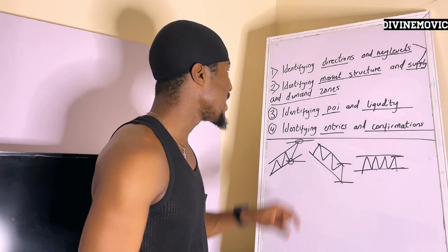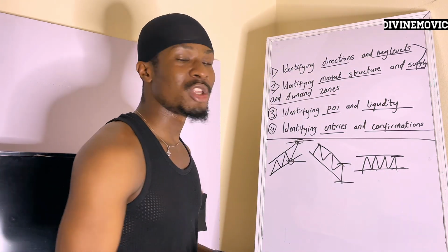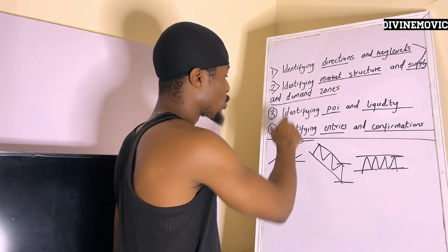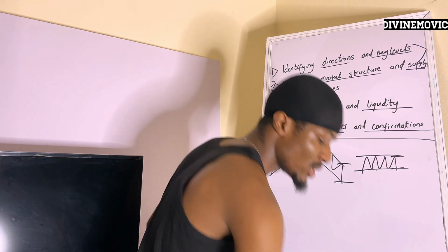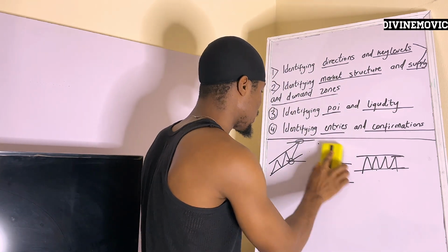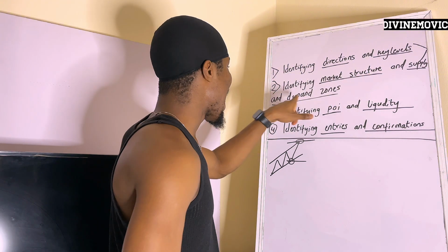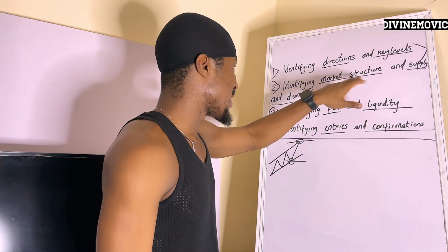So you have to identify direction and identify key levels for you to be able to go into the next step, which is identifying market structure and supply and demand zones. Now I'm going to clean this place for me to be able to use this example here. Let me use this uptrend here to show you how to identify market structure and supply and demand zones. First of all, what is market structure?